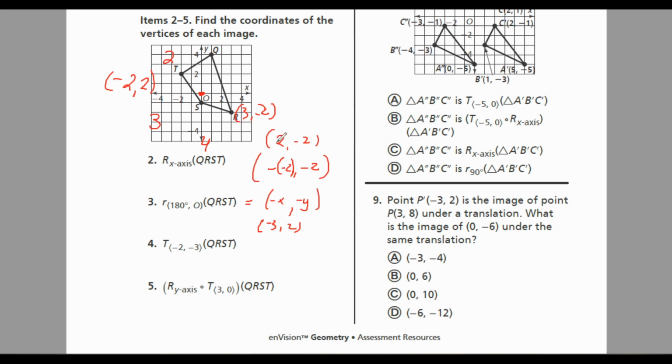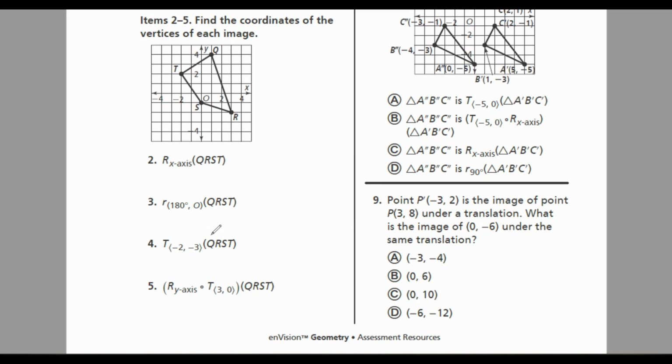Quadrant 4 is definitely a positive x, negative y. 2, -2 is going to be right there. That is a 180 degree rotation for that one. You can do the other 2 points the same way.